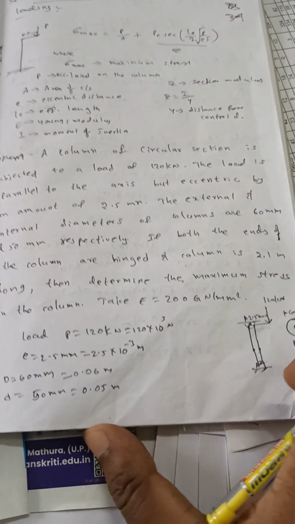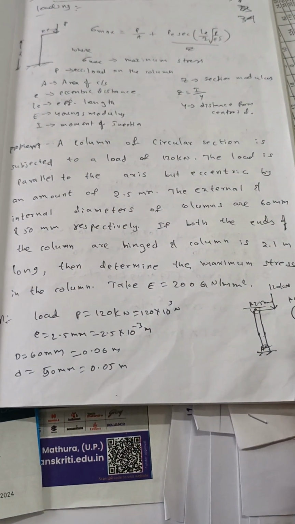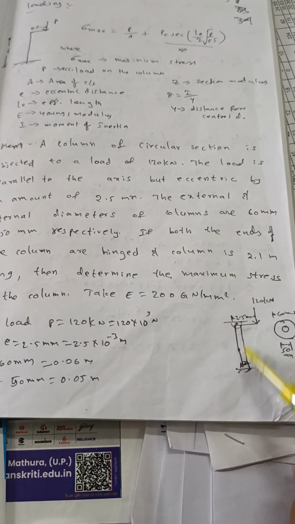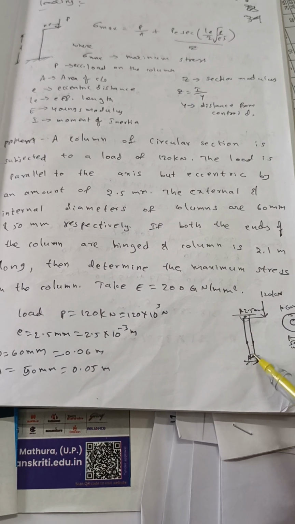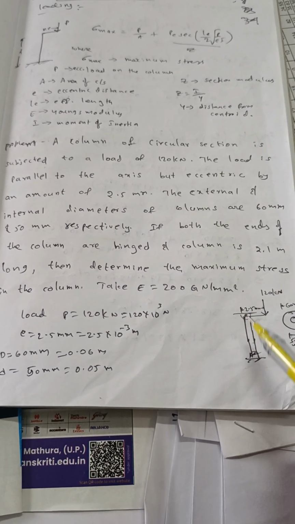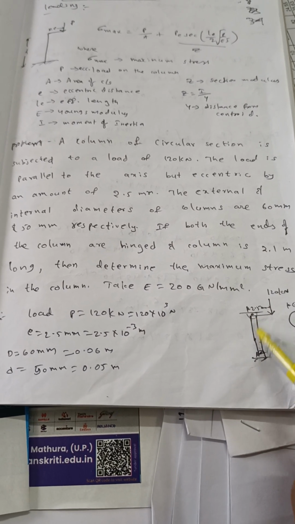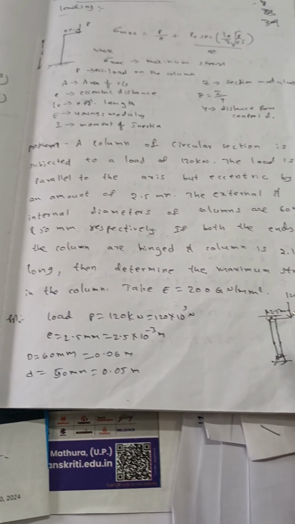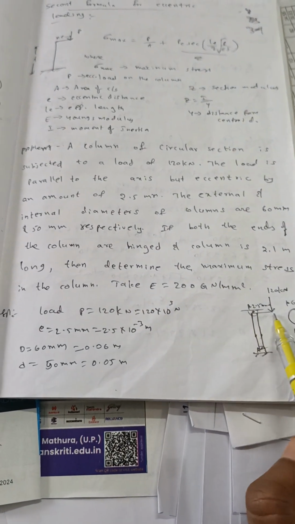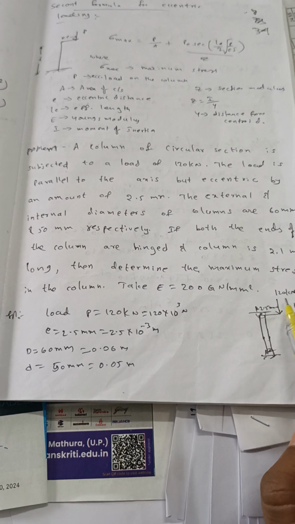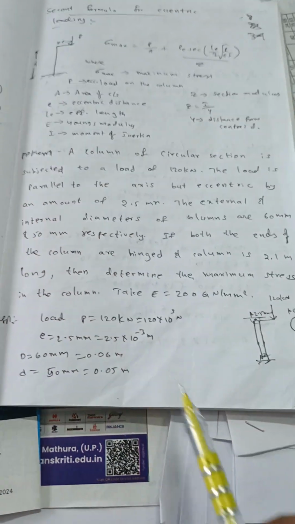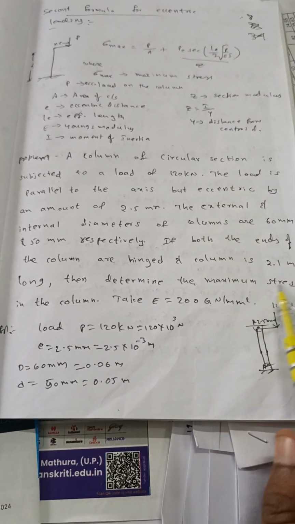Both the ends of the column are hinged and the column is 2.1 meter long. So both the ends are hinged, and we know that when both ends are hinged, the effective length is L. Then determine the maximum stress in the column. We need to determine the maximum stress in the column due to this load, sigma max. We have that formula. We can apply this formula directly to calculate sigma max.